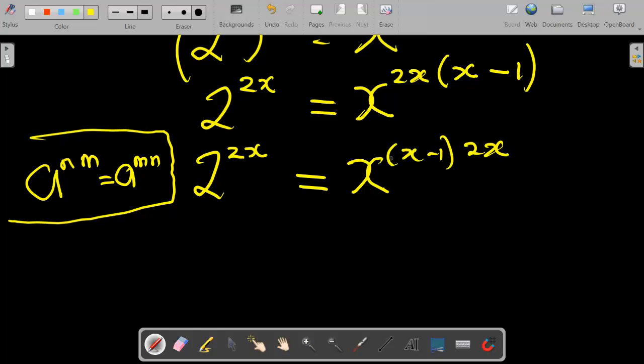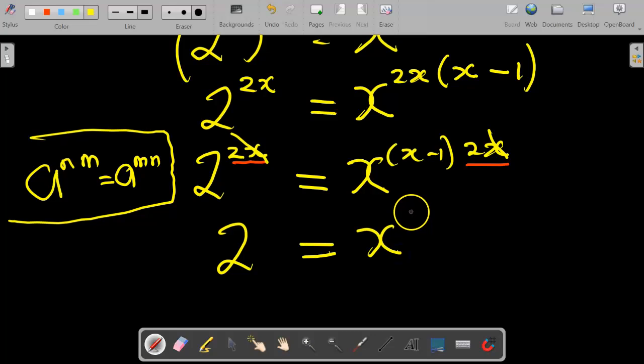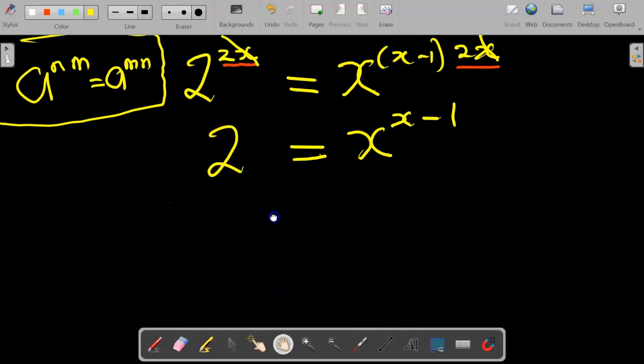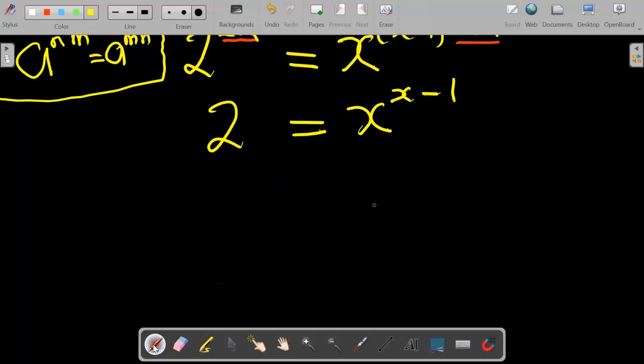Now we notice something here. 2x is common to both sides, so they can cancel out. 2 is now equal to x raised to the power of x minus 1. 2 is now equal to x raised to the power of x minus 1.